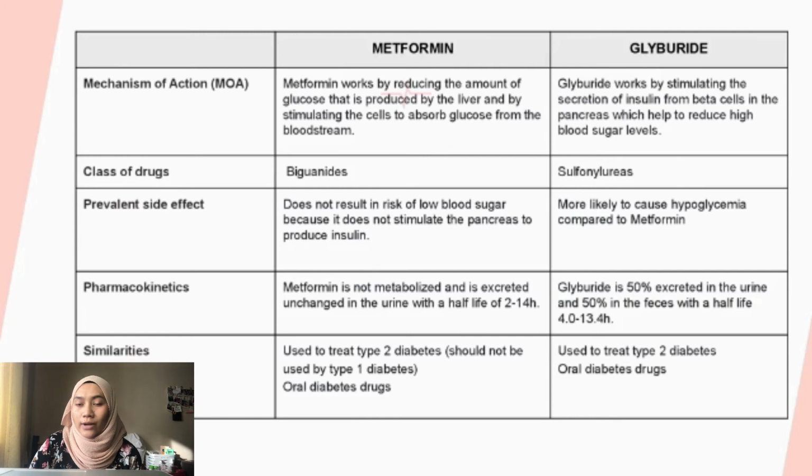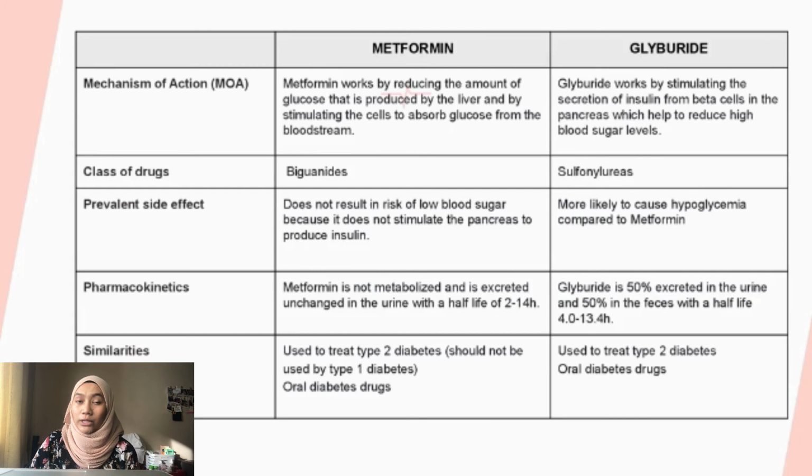Okay, both metformin and glyburide do give side effects. The difference between metformin and glyburide for the prevalent side effect is that metformin does not result in risk of lowering the blood sugar because metformin does not stimulate the pancreas to produce insulin, while glyburide is more likely to cause hypoglycemia compared to metformin. This is because glyburide stimulates the pancreas to produce insulin.